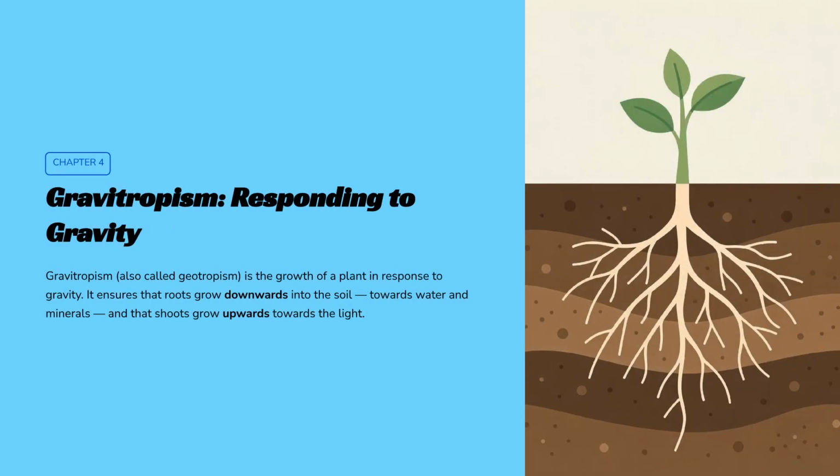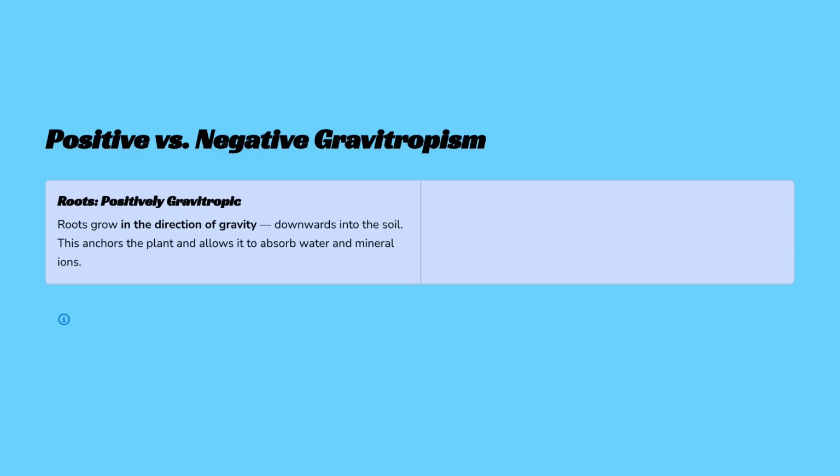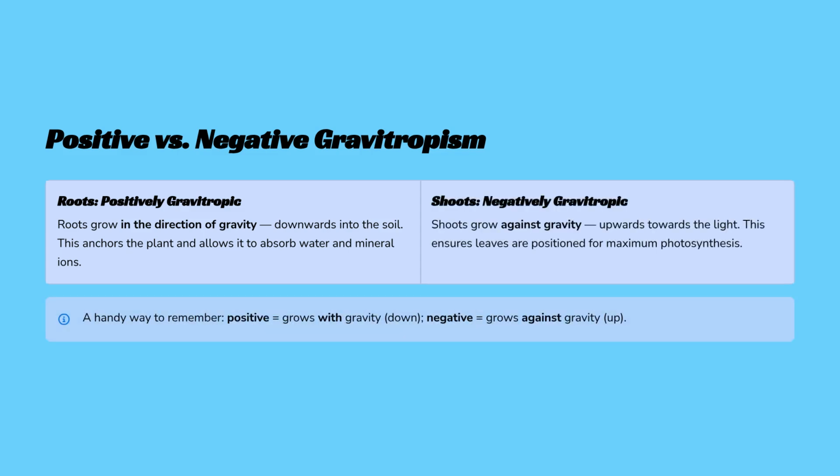Chapter 4 introduces gravitropism, also known as geotropism, which is a plant's growth response to gravity. This response ensures roots grow downwards into the soil toward water and minerals, and shoots grow upwards toward the light. Roots are positively gravitropic, growing with gravity downwards. This helps anchor the plant and absorb essential resources. Shoots are negatively gravitropic, growing against gravity upwards, ensuring leaves are in the best position for photosynthesis. Remember, positive means with gravity, negative means against gravity.